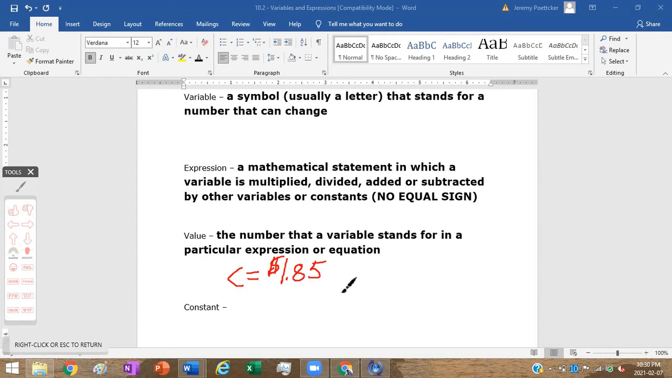This takes us on to our next one. Again, make sure you've got that down. And this is constant. A constant is a number in an expression or equation that is added to or subtracted from a variable.